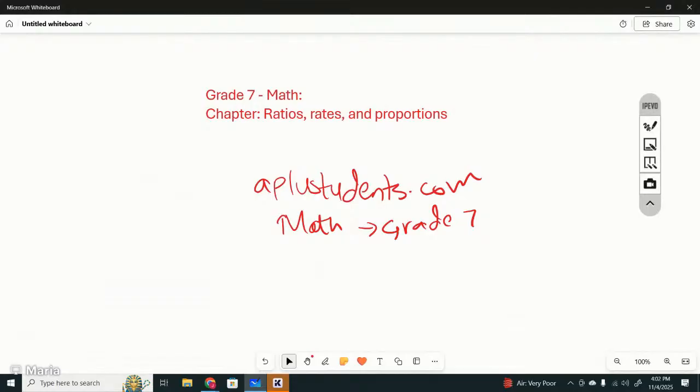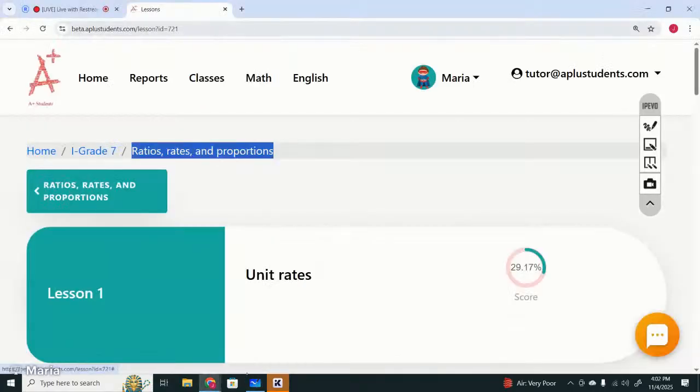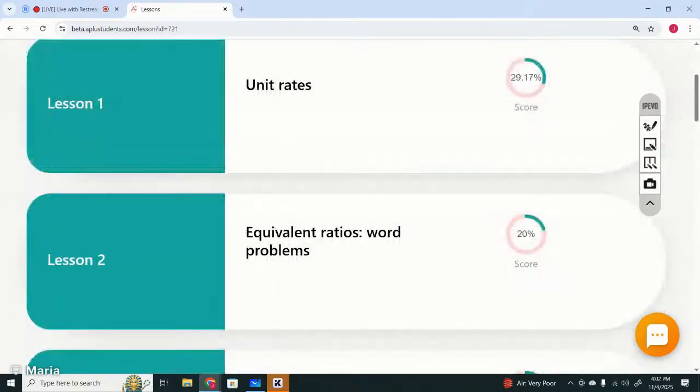Please make sure you have your notebook and pencil so that you can note down the important examples and definitions as well. Let's start with the lesson on ratios, rates, and proportions.